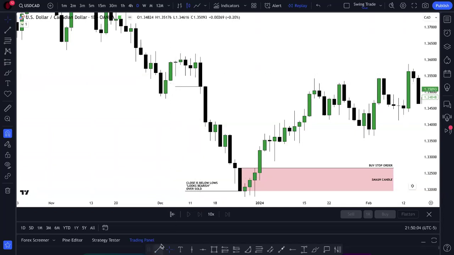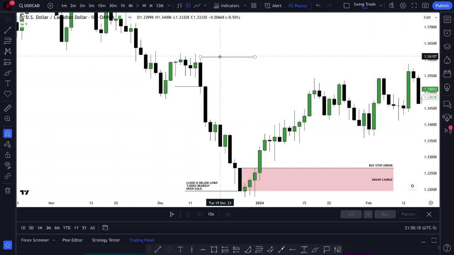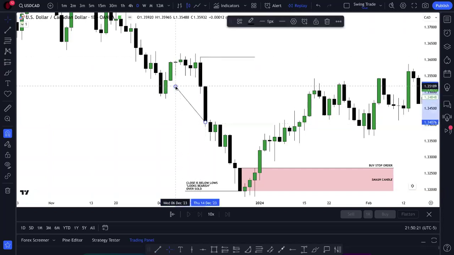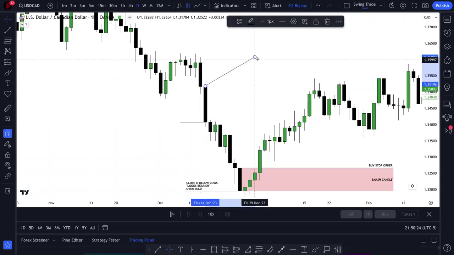So if price returns back to this high, that's the buy opportunity. Does price ever get back to this high? No. So we obviously don't get the opportunity. No, it does not. It actually creates another lower smash candle. So we can't even look at this one anymore. We'd be looking for this one because this candle closes below the lows. So we look at that one.